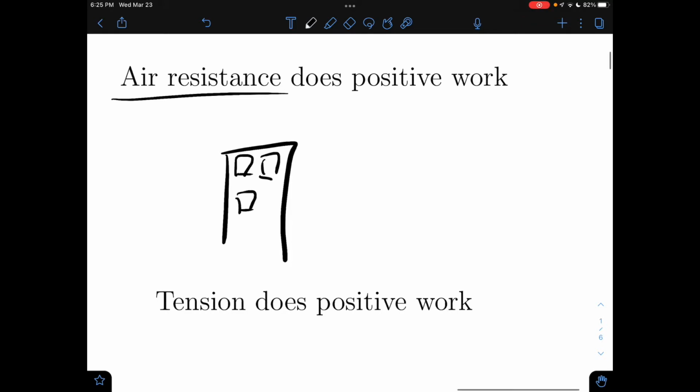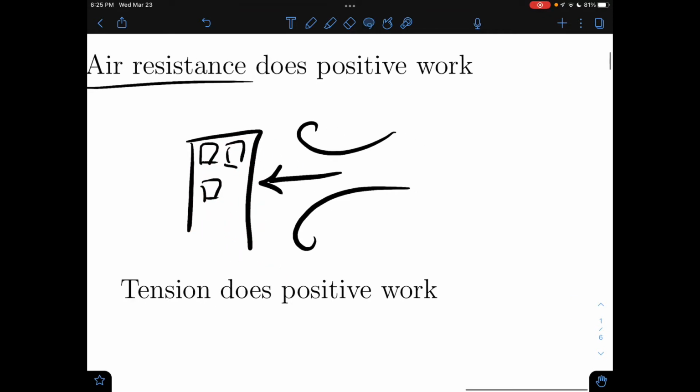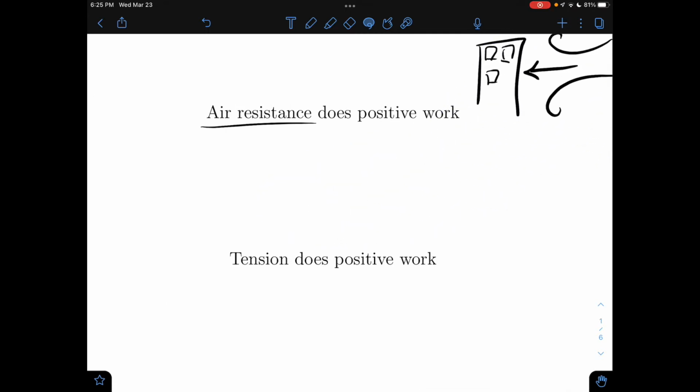There's our building, and we have just wind blowing on it, right? There's a force from air resistance, because that's air pushing on the building. But the building's not moving, so our displacement is zero, which means our work is zero. But that's not what we're looking at right now.